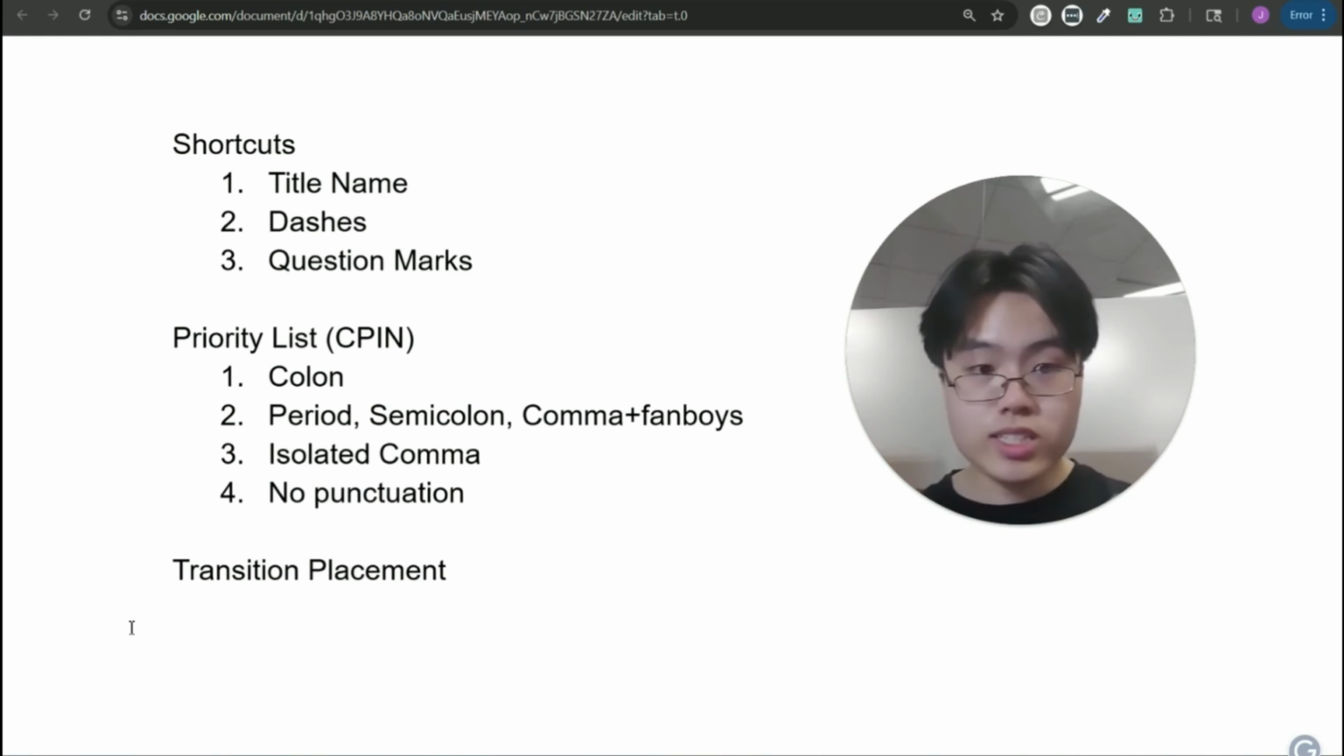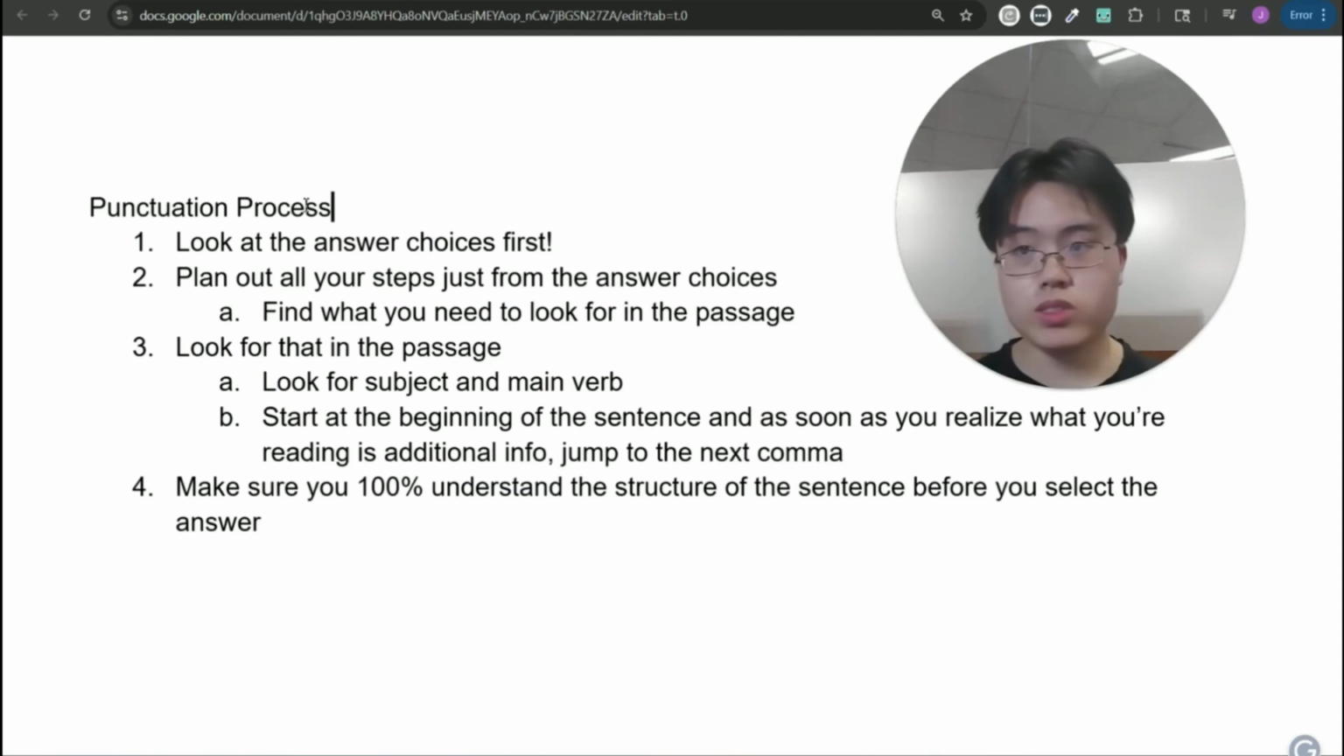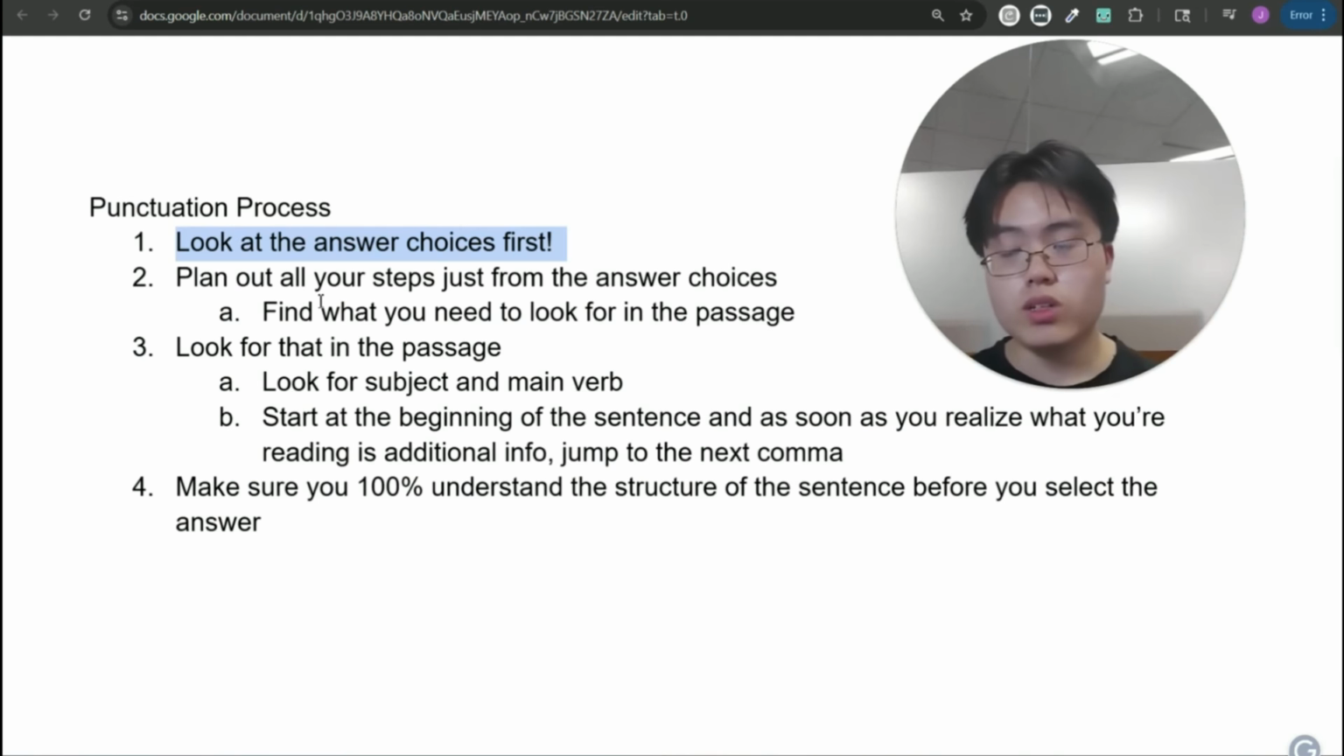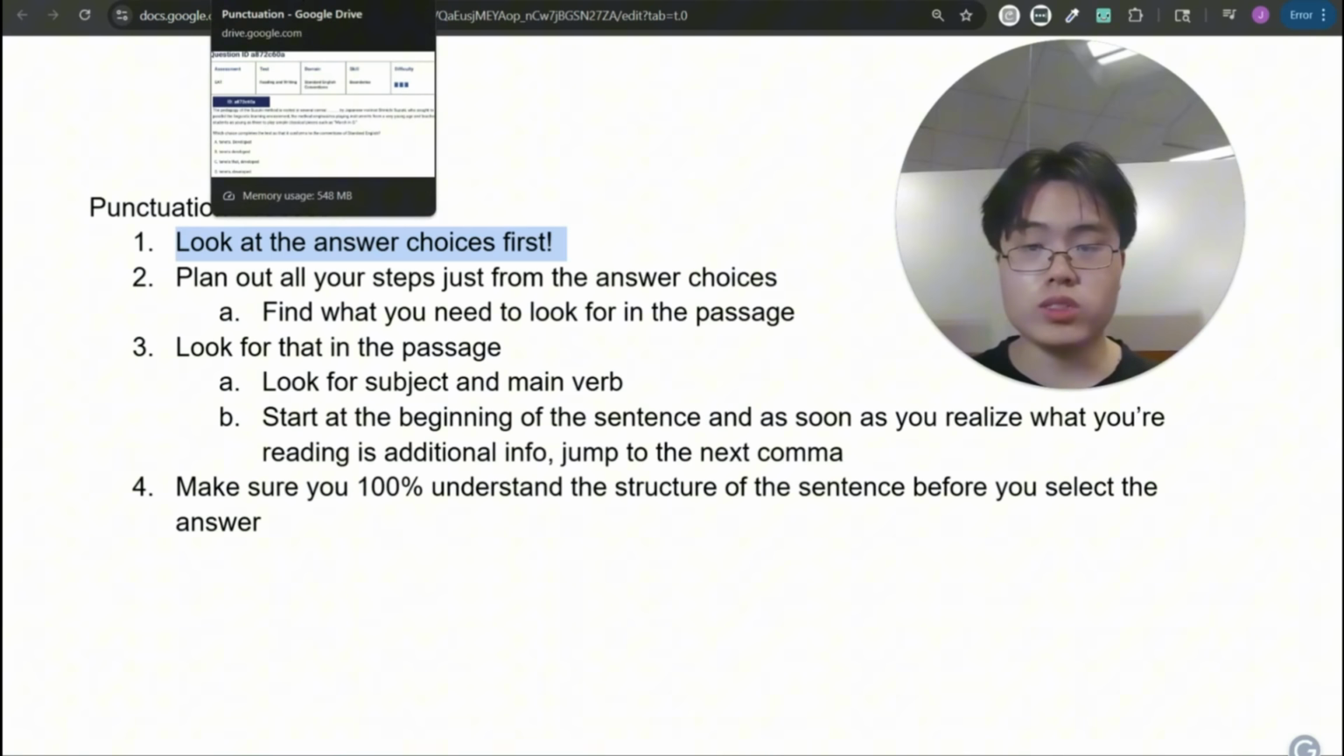Speaking of the process, let's tell you what the process is. Here is the punctuation process. The first thing in this process is look at the answer choices first. This actually goes for all grammar questions, not just punctuation questions, because the answer choices tell you what to do next. And it only applies to grammar questions, by the way. Don't do this for reading comprehension or math questions. You should read passages first for those. But for grammar questions specifically, you always look at the answer choices first, because the answer choices tell you what to do next.